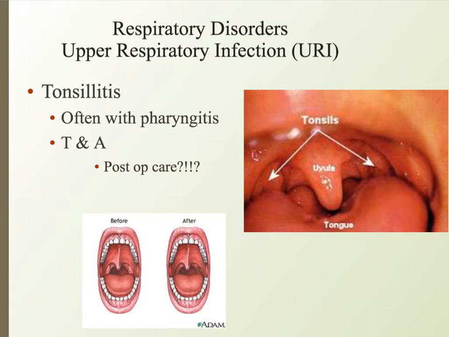Typically, TNA surgeries are outpatient unless the child has complications or is super young. So kids under 2 will be watched closer, or let's say they have asthma or some other major complication. And then we will watch them to make sure that they're recovering okay.